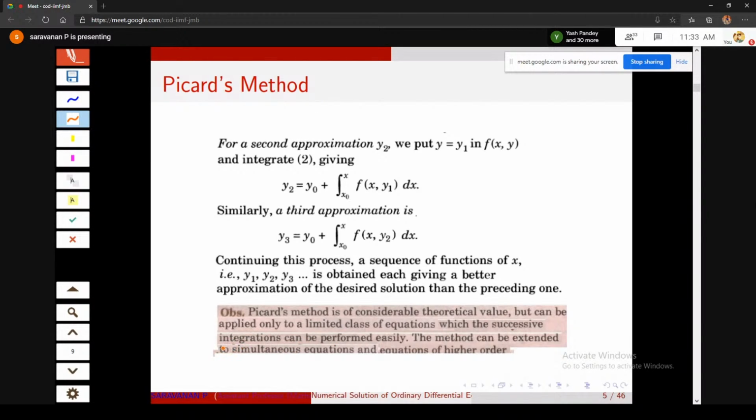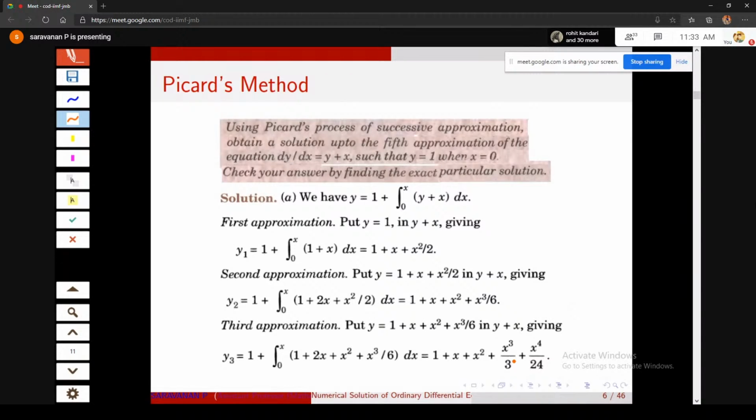So we can apply this method only to those classes of equations or functions where you can perform the integration easily. The method can be extended to simultaneous equations and equations of higher order. But that is not there in the syllabus, so I will leave the higher order. We will consider only the first order. So for example, you take this.